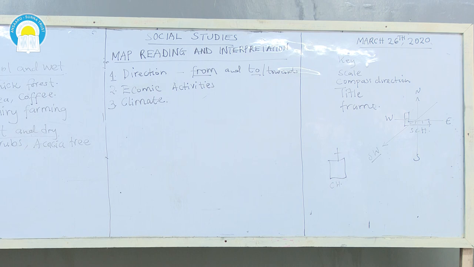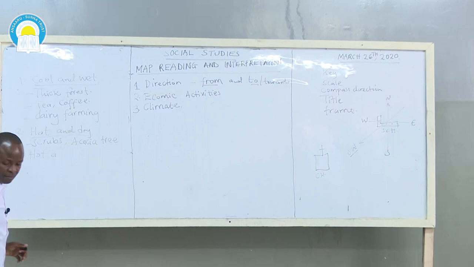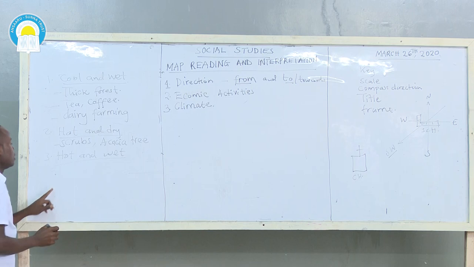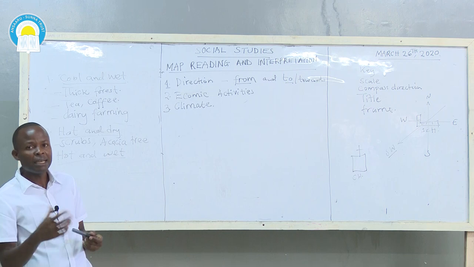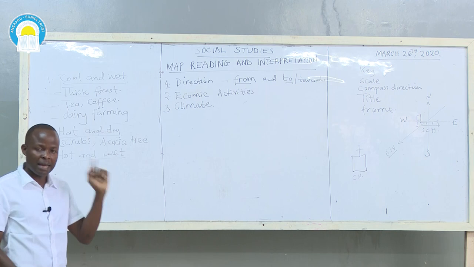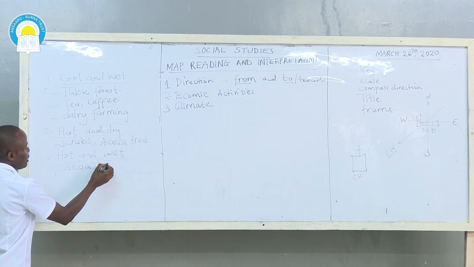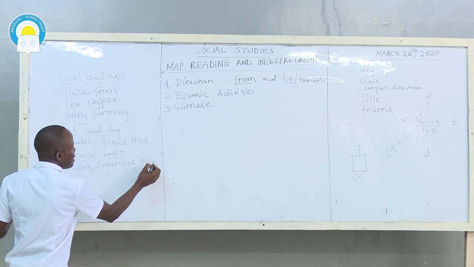Then the third one is hot and wet climate. Here again, there are some crops that will guide us to tell that an area is hot and wet. A hot and wet climate means that the temperatures in that area are high, and at the same time, the area receives high rainfall. So crops like cocoa, sugarcane, maize, among others, grow in a hot and wet climate.